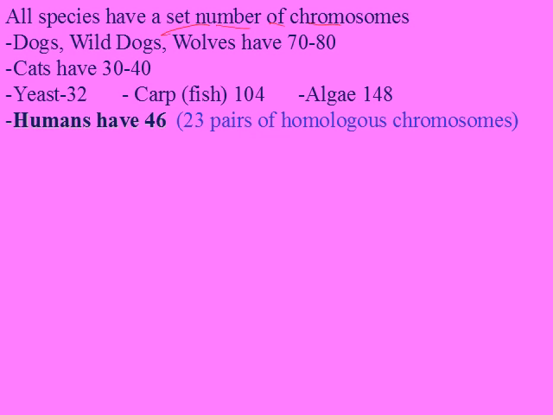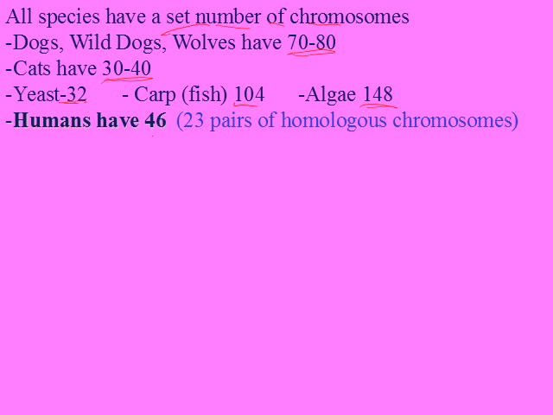Now, for things like wild dogs, wolves, they have somewhere around 70 to 80 chromosomes. Cats, in their regular cells, have 30 to 40 chromosomes per cell. Even simple yeast cells have 32 chromosomes. Carp, which is a type of fish, has 104 chromosomes in its body cells. Algae, like pond scum, has 148 chromosomes. So what you have to remember is that the number of chromosomes does not necessarily connect to the complexity of the life form we're talking about.